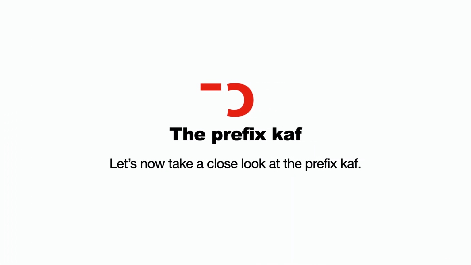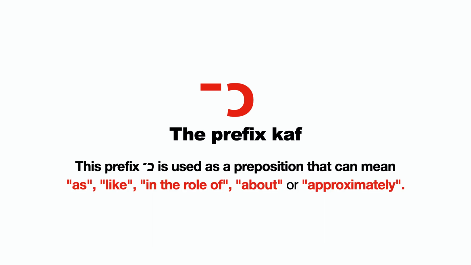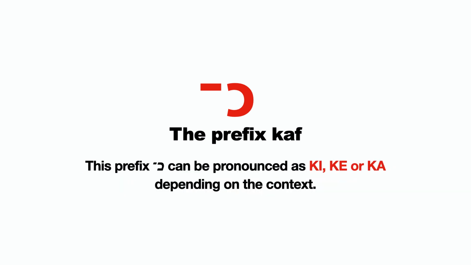Let's now take a close look at the prefix kaf. The prefix kaf expresses a comparison to the noun or pronoun that it is attached to. This prefix is used as a preposition that can mean as, like in the role of, about, or approximately. It can be pronounced as ki, ke, or ka, depending on the context.